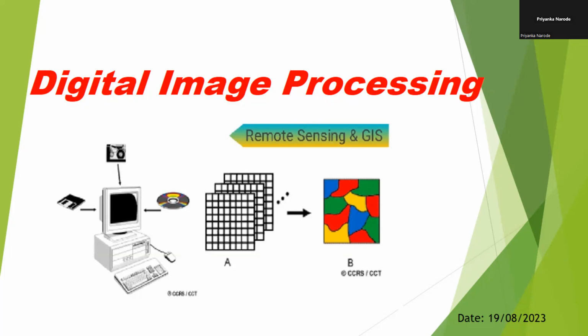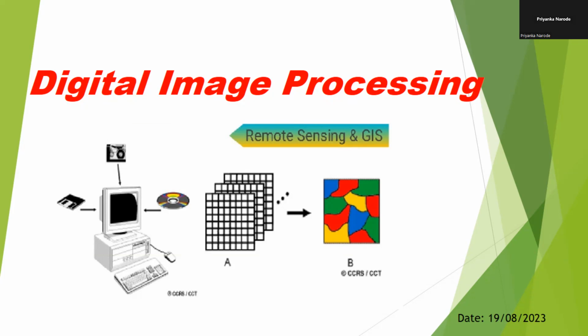Today I am going to speak on the topic Introduction to Digital Image Processing. So what is digital image processing? It focuses on two major tasks: improvement of pictorial information for human interpretation, and processing of image data for storage, transmission and representation for autonomous machine perception.